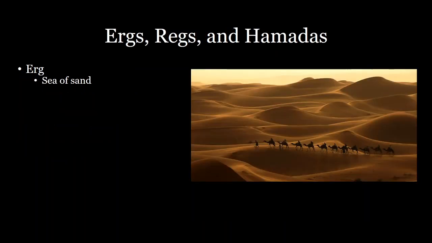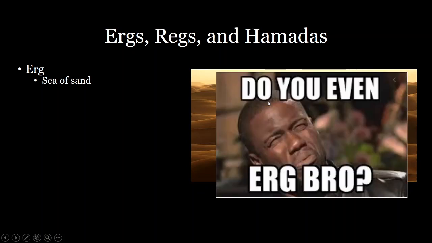So let's talk about some of the geographic features that make up deserts. The first that we're going to talk about are ergs. Ergs are the deserts that you might see in a movie. They're the seas of expansive, unconsolidated sand that form these large dune areas, not quite the ergs that you might see in a gym.